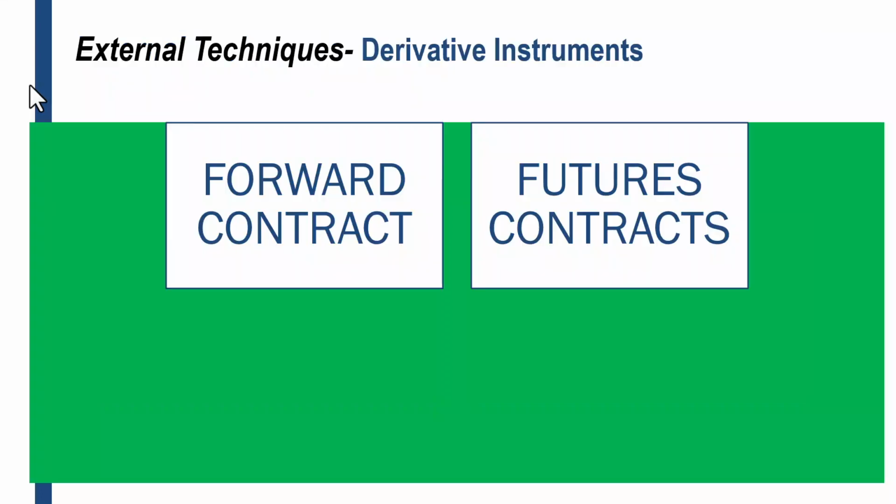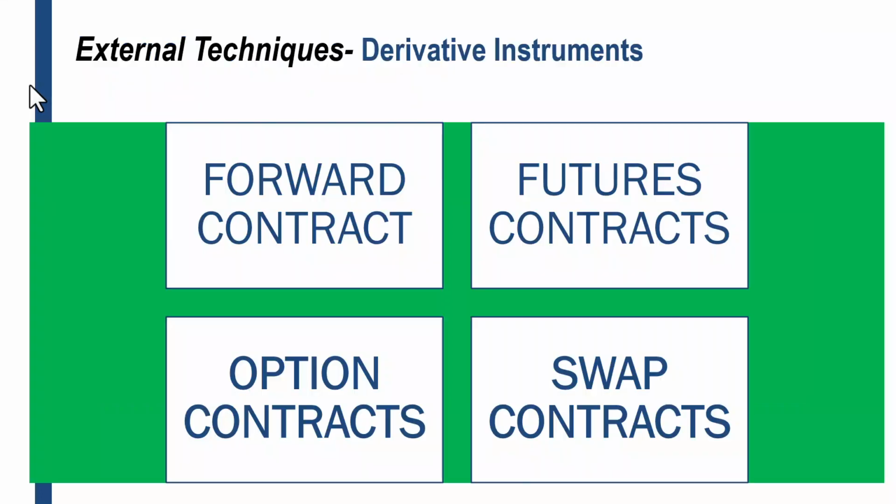Then we have some techniques. These are the most important techniques, so please pay attention. Now we have reached the point where things become a little bit tricky. We're talking about forward, futures, options, and swap contracts. Forwards are basically contracts which you enter into with, of course, a third party, the banker generally. So you go to a bank and seek a forward cover.